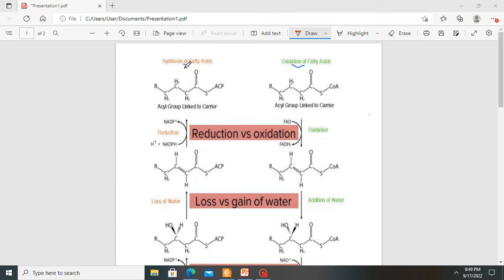In today's lesson, we are going to look at the differences and even the similarities that exist between fatty acid synthesis and beta oxidation of fatty acids. So we are going to compare the two opposing pathways that exist in a single cell.